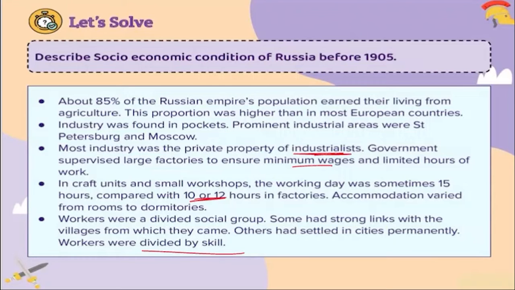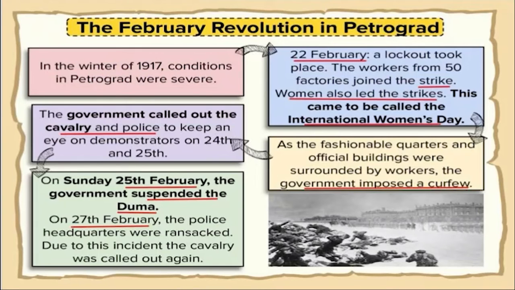Now, moving towards the next part of the chapter, the February and the October Revolution. So, February Revolution in Petrograd. Petrograd was the continued name of St. Petersburg. It was renamed as Petrograd. So, in the winters of 1917, conditions in Petrograd were very severe. There were harsh effects of winter coming.